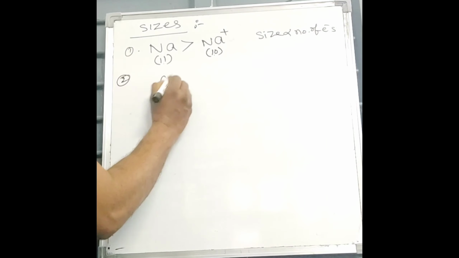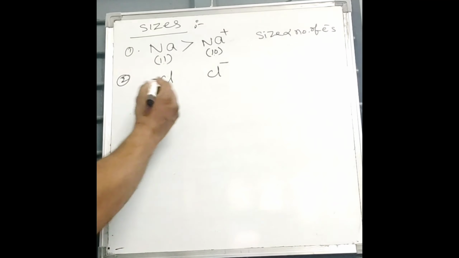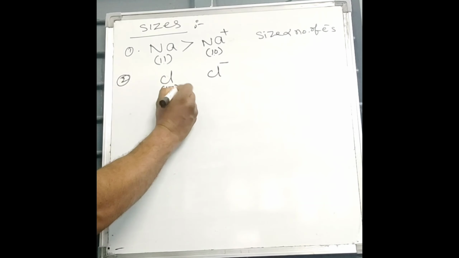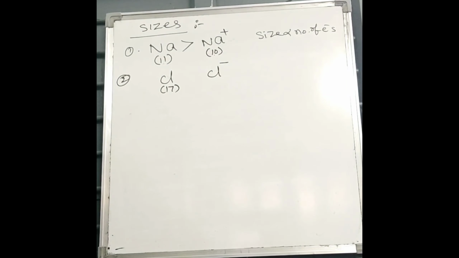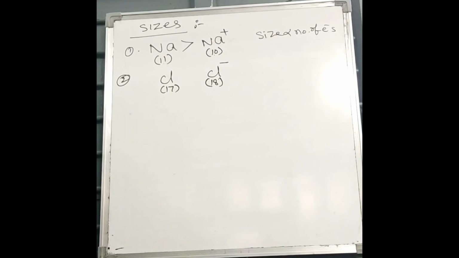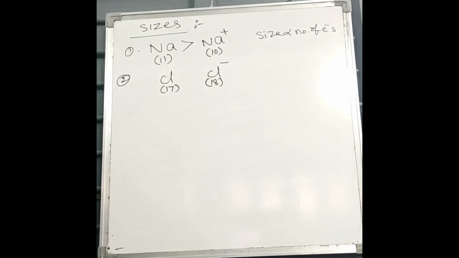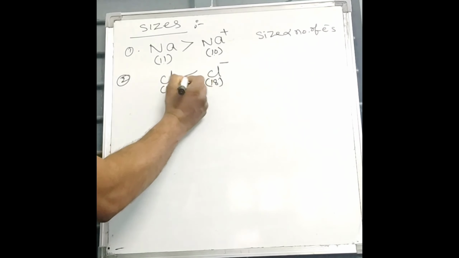And the second one, Cl minus. How is an anion formed from a neutral atom? An anion is formed from a neutral atom by gaining an electron. The atomic number is 17, so 17 electrons are present in Cl. By gaining 1 electron, the number of electrons becomes 18. So with more electrons in Cl minus, it has greater size.